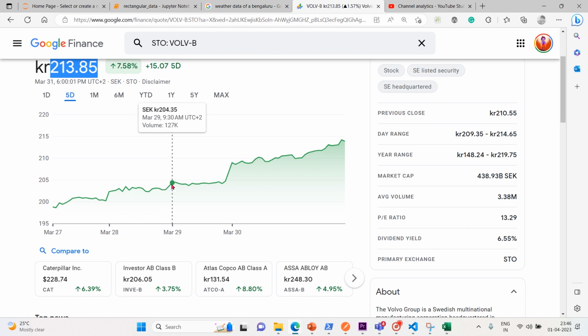Then on March 29, it is slightly up, total 127k. That's the total volume of shares. And then the share price has gone up to 204.35 Swedish krona. Then March 30, let's look into that. Okay, 208.95, it's gone up, and the volume is 272k. But there is a huge amount of trading going on now. Huge amount of intraday trading, as well as long and short trading. Both are going on here.